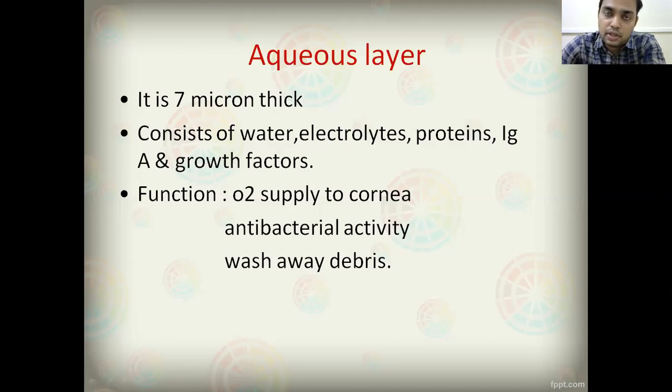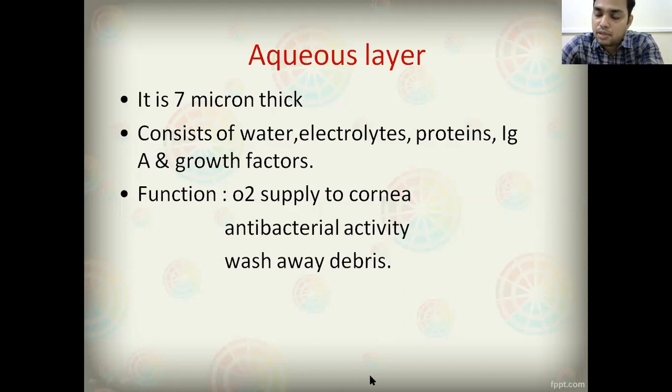Whereas the mucus layer is secreted from the goblet cells of the conjunctiva, this aqueous layer is secreted from the lacrimal gland, and it consists of water, electrolytes, proteins, immunoglobulin A and growth factors. Because of the presence of immunoglobulins, this layer has antimicrobial activity and helps in preventing infections. And it also supplies oxygen to the cornea.